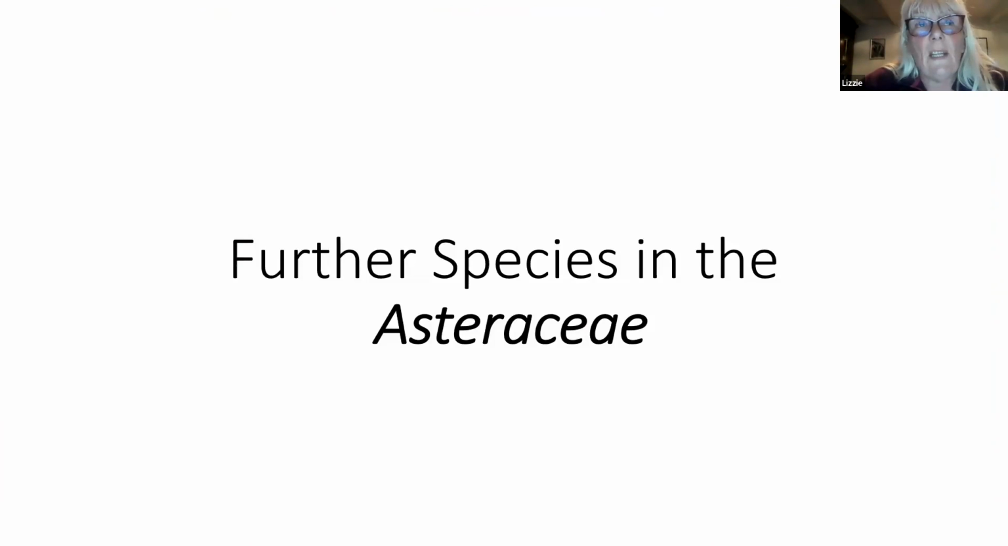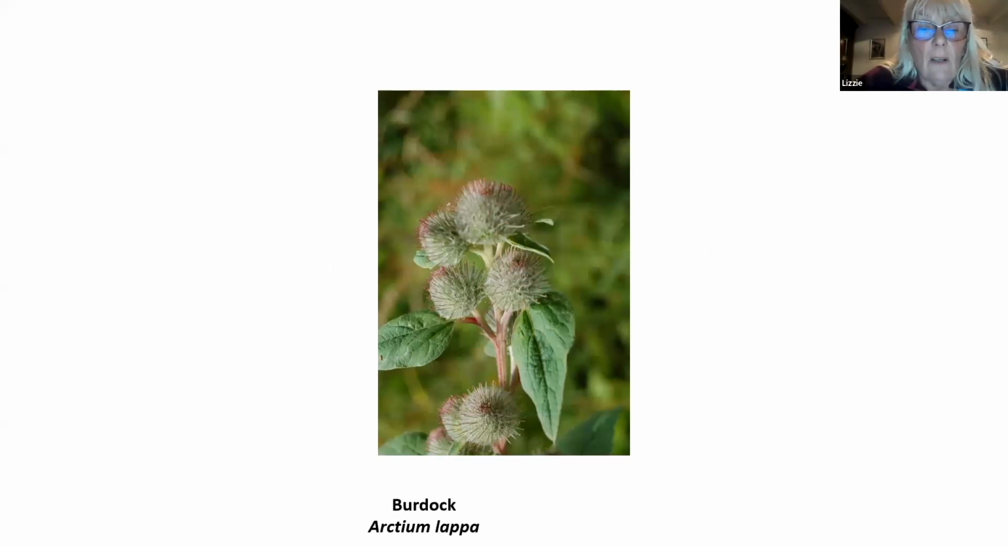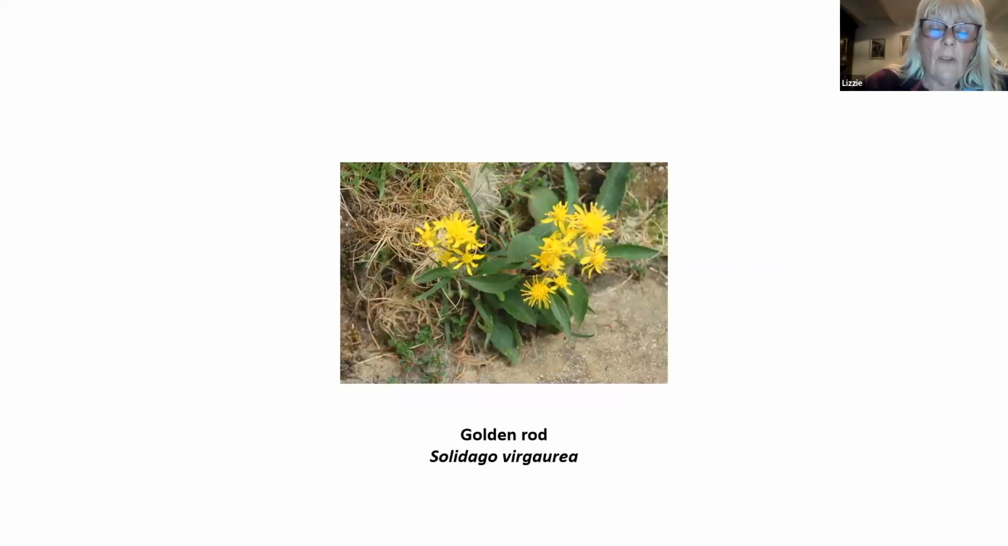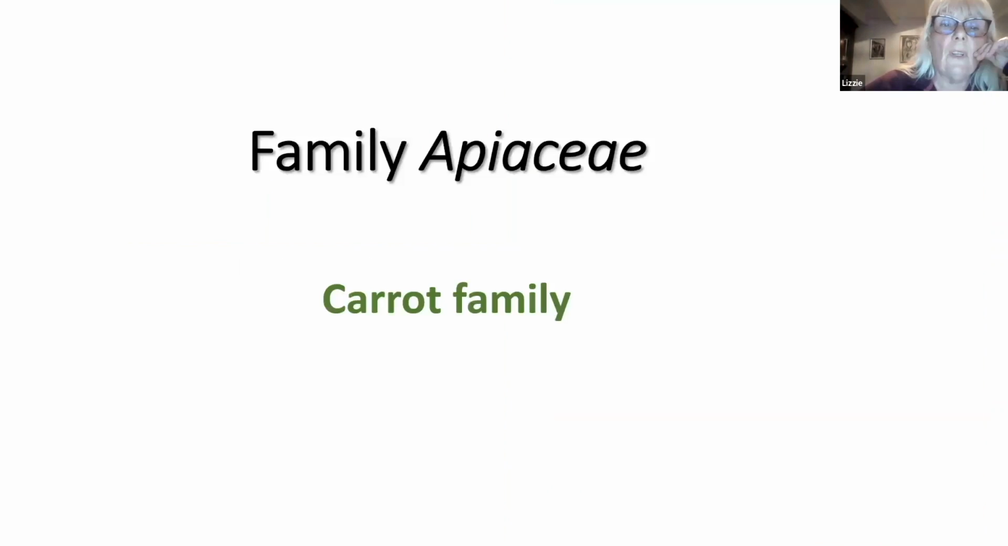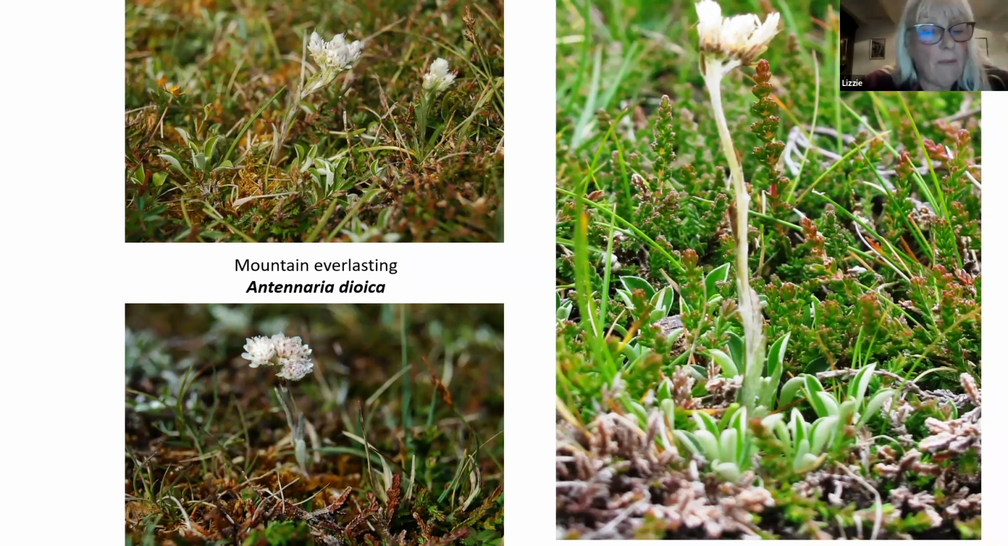So you've got radiate, ligulate, and then you've got tubular. And some more examples just generally of species you might come across in this family are the burdock, goldenrod, which we see by the riverbank along Bilo Force, mountain everlasting, of course, which we see hopefully plenty of on Teesdale. And that's the end of the daisy family.